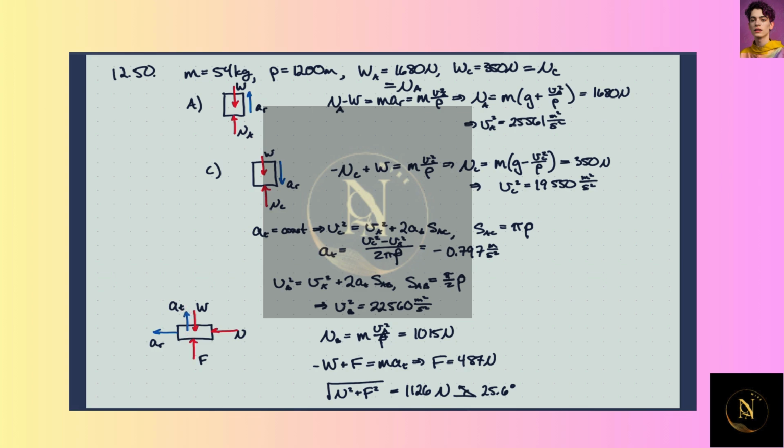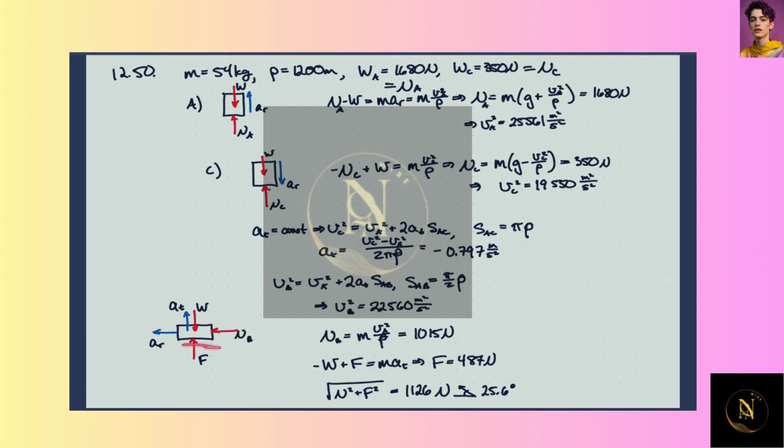So we see that NB, which is this, I guess I should put my B down there, NB equals m v_B squared over rho, and that winds up being 1,015 newtons. So that's the force pushing here from the bottom of the seat. And so we can see that that's obviously in between these two.